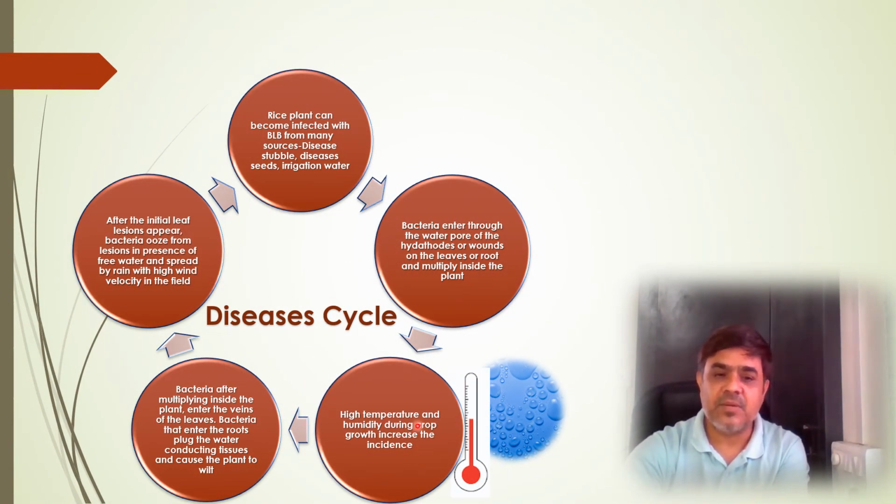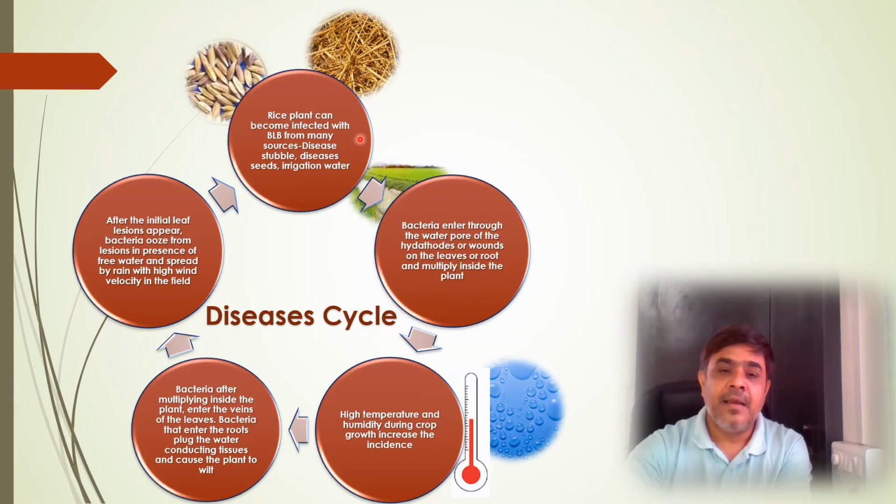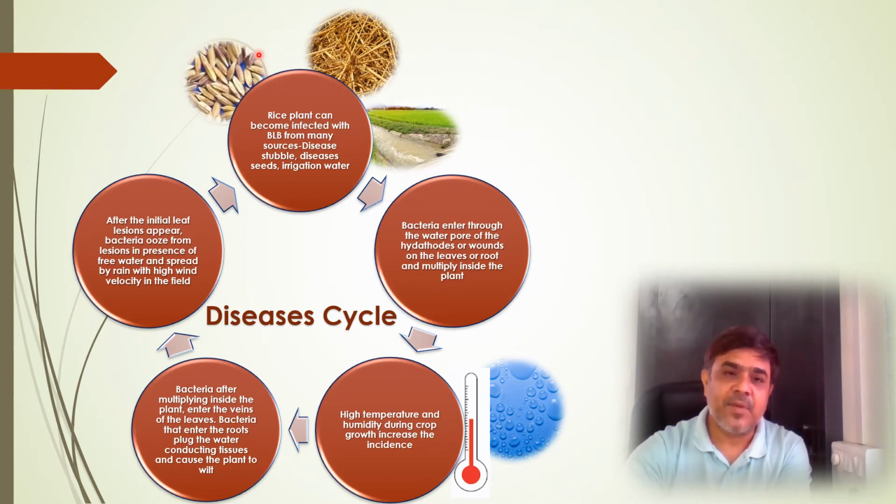Now we discuss the disease cycle of this pathogen. First, the disease can come into your field from many sources: diseased stubbles, or you can say diseased crop residue, diseased seeds, and irrigation water. When a nearby field is infected by this disease, irrigation water coming from that field to your field may carry the inoculum of the pathogen.